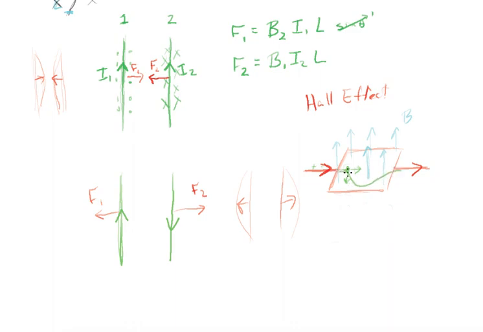And you'd have a bunch of positive charge. You'd end up with this edge of the plate over here becoming more positive, and this side over here becoming more negative.